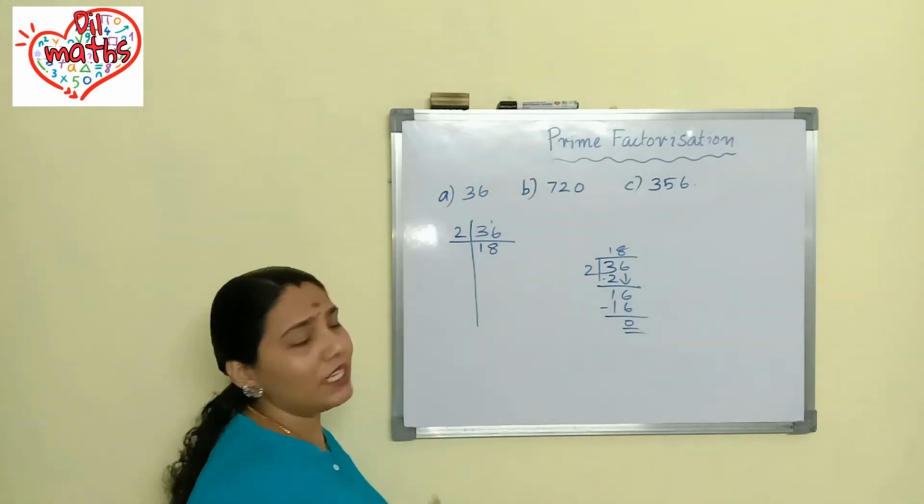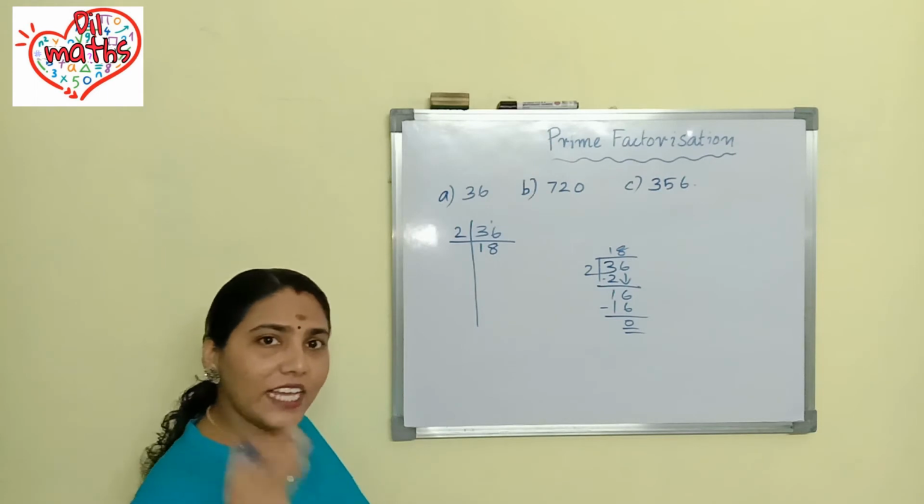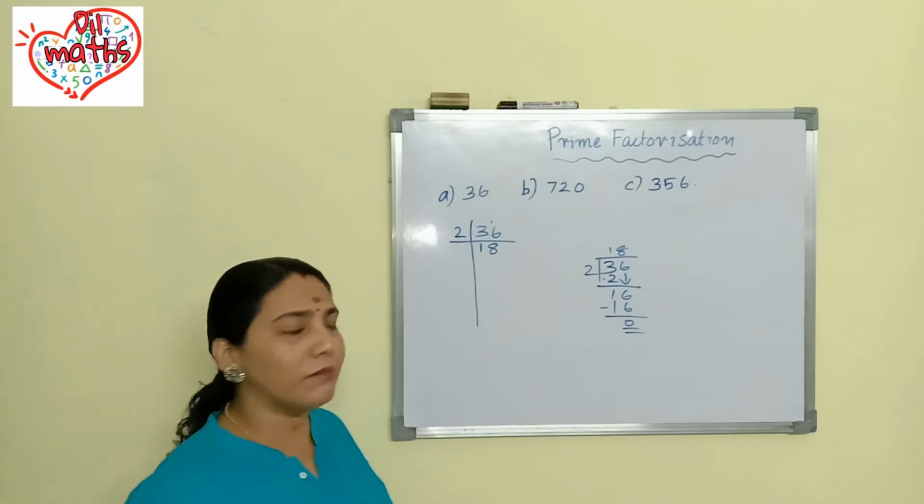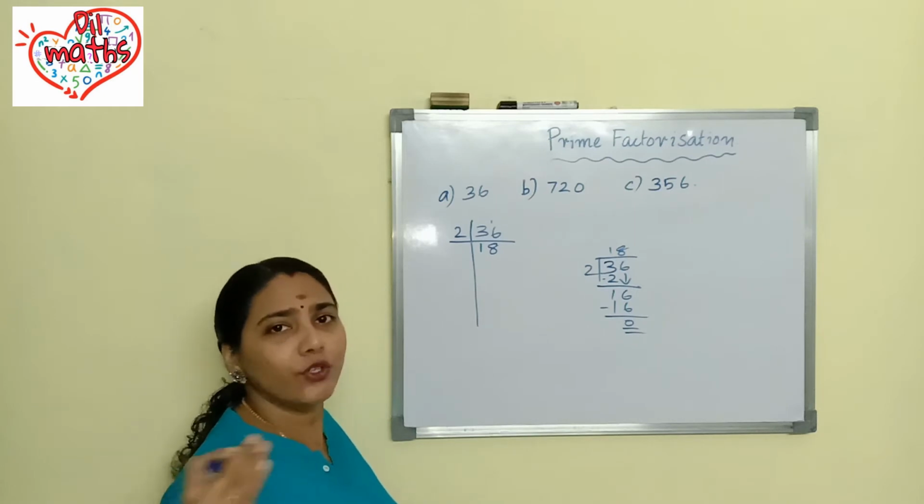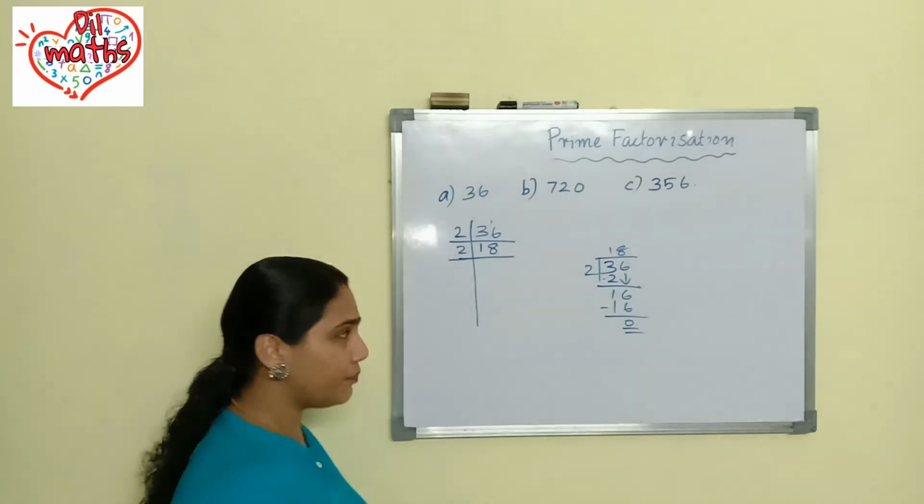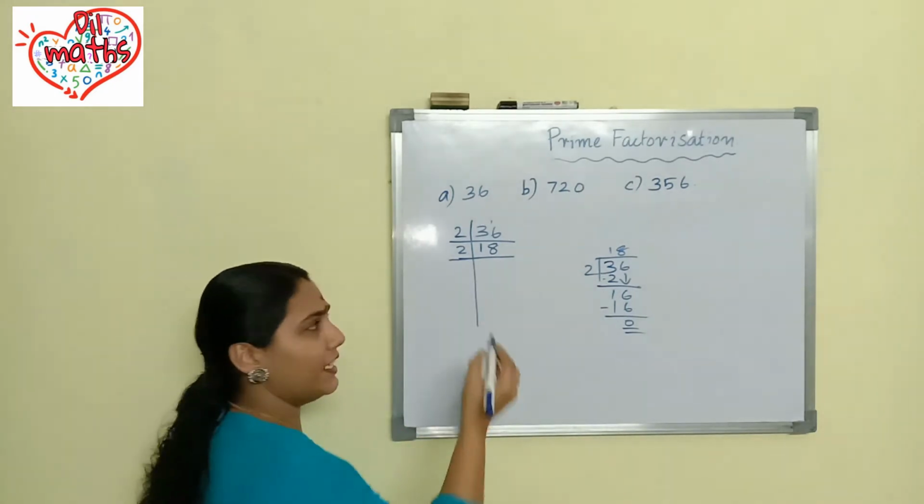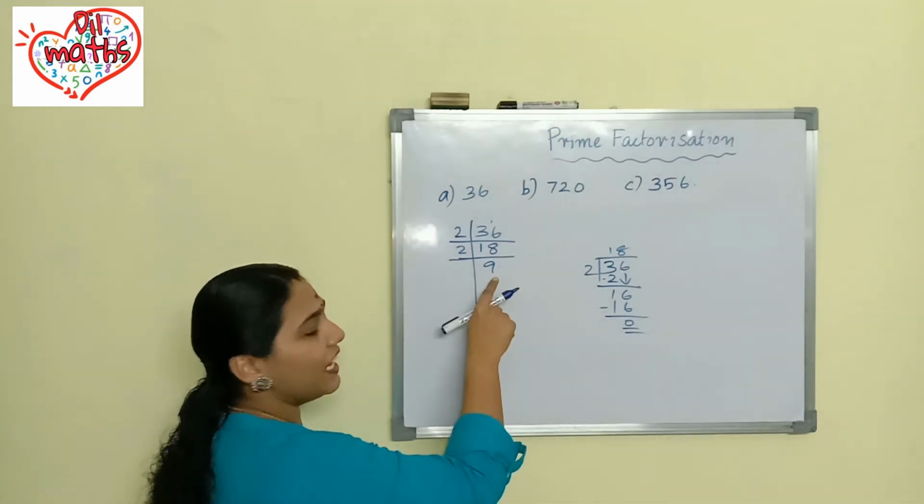Again, we have to repeat the process. Now, what is the dividend? Now, the dividend is 18. Again you have to divide by a prime number. You can check that the number is even, so you can say that the number is divisible by 2. So, we are again dividing by 2. 18 by 2, what will you get? 9.